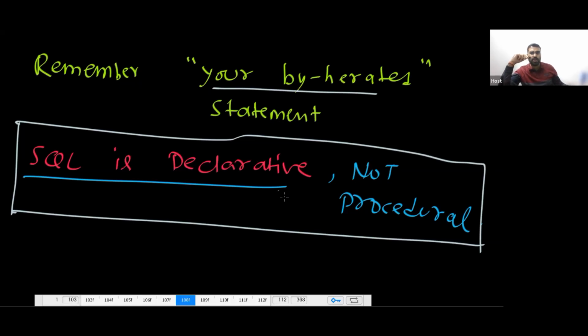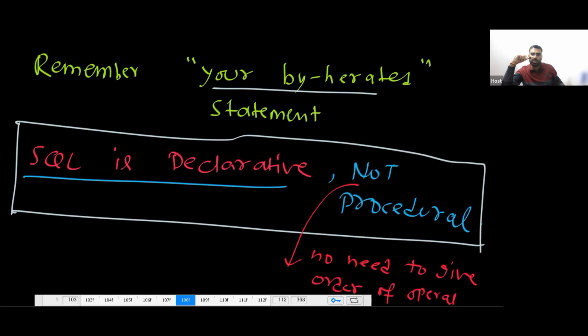Now you can notice, if you are saying that this is not procedural, then how can you give the order of operations? Not procedural means you don't have to give the order of operations, right? There is no need to give the order in which things will happen. Is this clear?